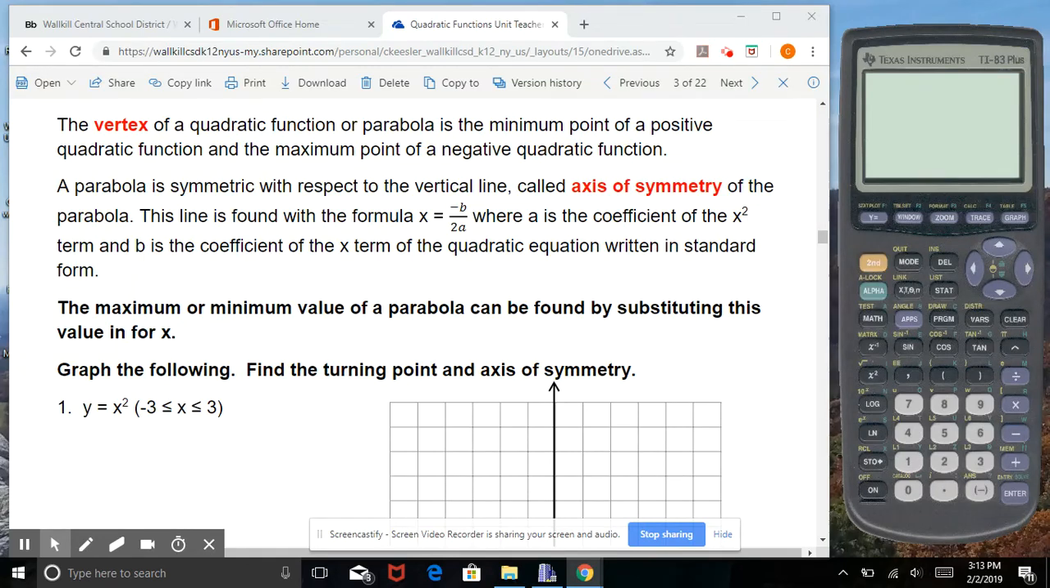Today you're going to practice graphing a quadratic equation. The vertex of a quadratic function or parabola is the minimum point of a positive quadratic function and the maximum point of a negative quadratic function.